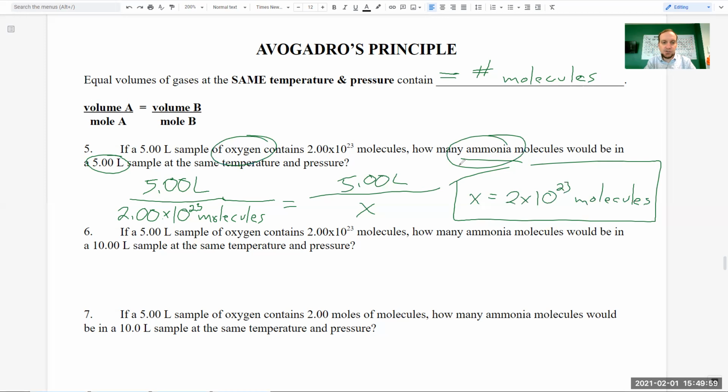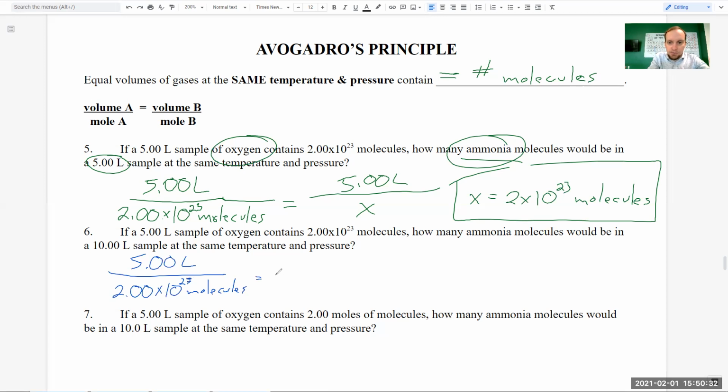Now, if we start to tweak the numbers just a little bit, you'll notice number 6 and number 7 look surprisingly similar to number 5. There is a little difference, but it's pretty minor. So let me change my colors because, you know, I like to be fancy. Number 6, it says, if a 5-liter sample, so 5.00 liter sample, contains 2.00 times 10 to the 23rd molecules, okay, that's a 3.